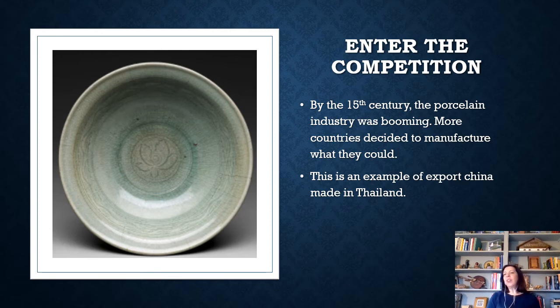So we know that the Chinese really started in earnest exporting their china in the 1400s. So of course, by the 15th century, 14th century, so late 1300s, early 1400s. So by the 15th century, other people, other countries were realizing that, hey, this is a good way to make money. So we're going to start our own companies. And this is an example of china from Thailand that is specifically export china. So this would have been a manufacturer in Thailand making this specifically to export to other countries.